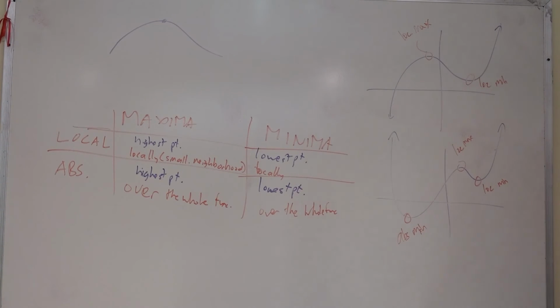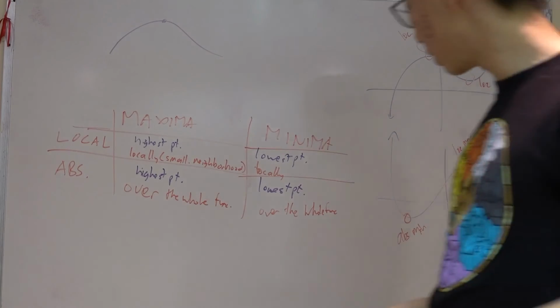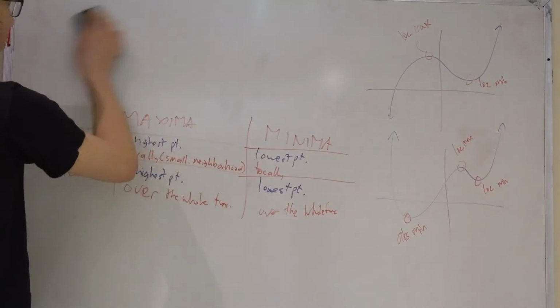And why is it the absolute min? It's because no other point on this function is lower than that one. There is no absolute max, and this is not the absolute max because I can find other points which are bigger than it. So I hope that's pretty intuitive. Let's just go through one more example.